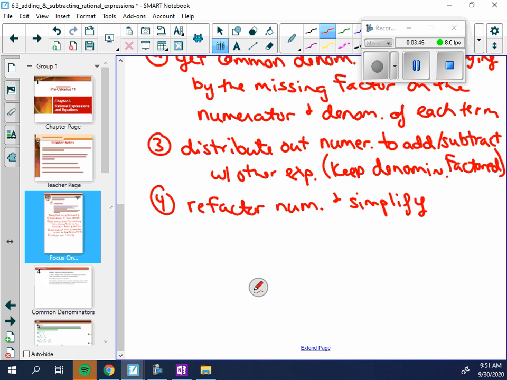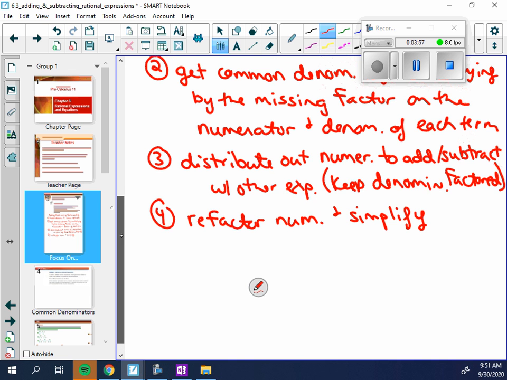Okay, so sometimes it helps to factor the numerator. That's the part that's optional. Sometimes you can just leave it the same, but either way, when you multiply it by that missing term, it does have to get distributed out. Okay, any questions about these items?